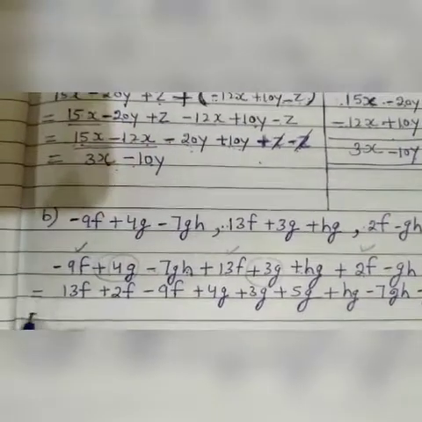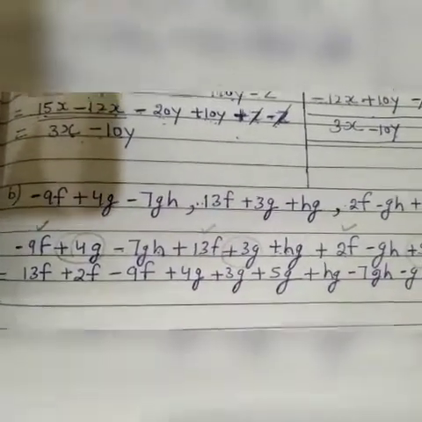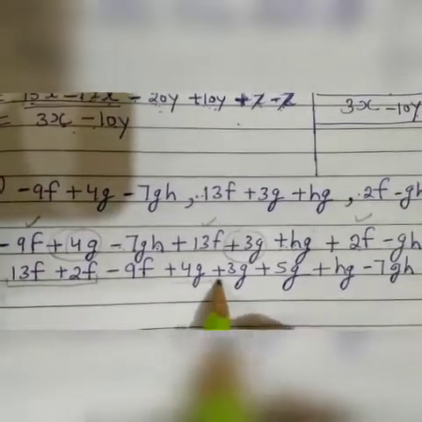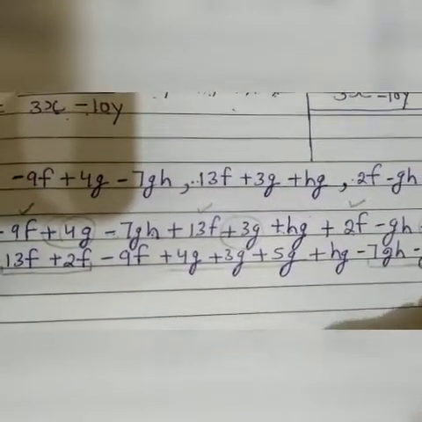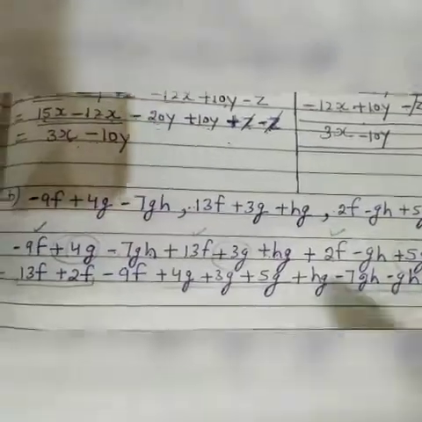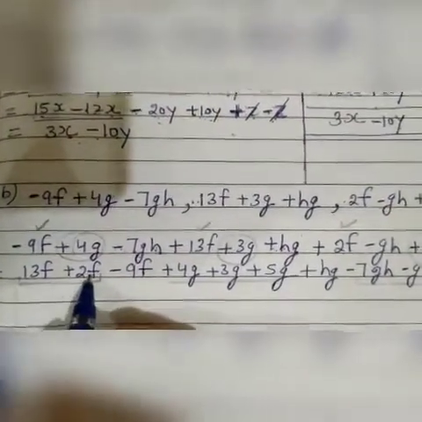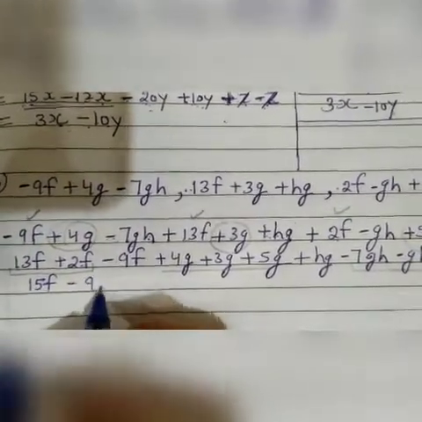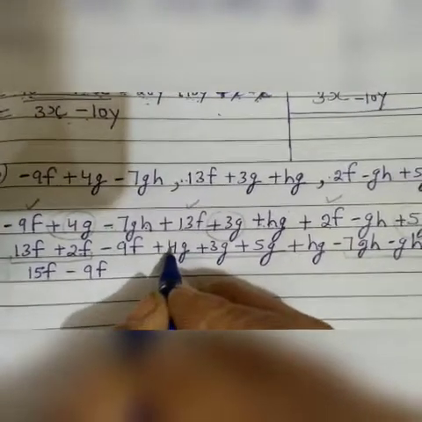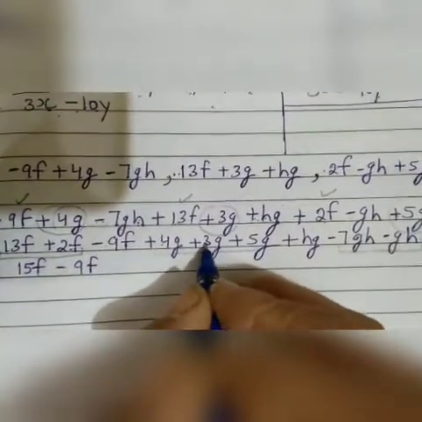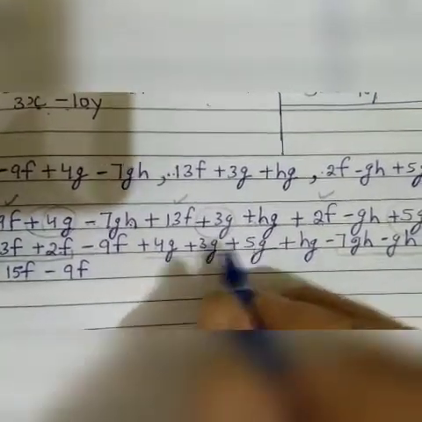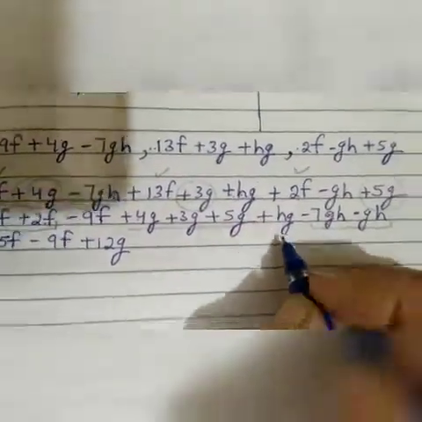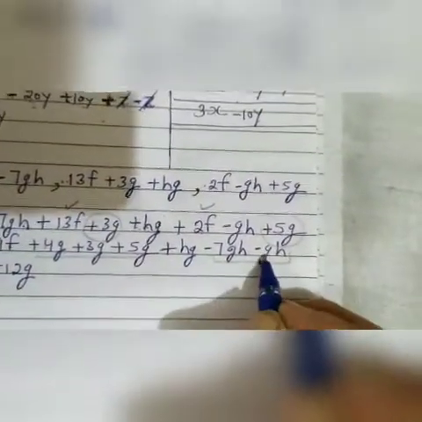Now what will we do? See here, this 13f plus 2f, then this one and then this one. 13f plus 2f, 13 plus 2, it will be 15f minus 9f. Then plus 4g plus 3g, 4g plus 3g is 7g, 7g plus 5g is 12g. It is plus 12g. Then see students, this is plus hg and this is minus gh.